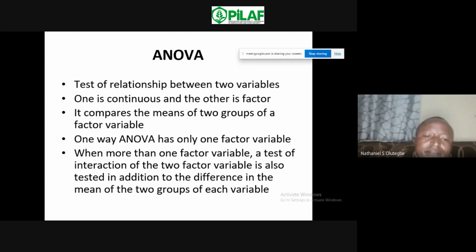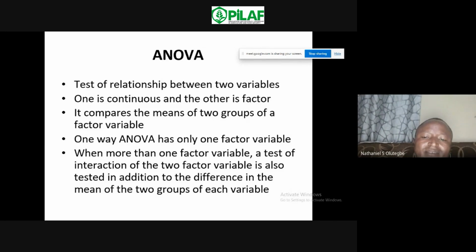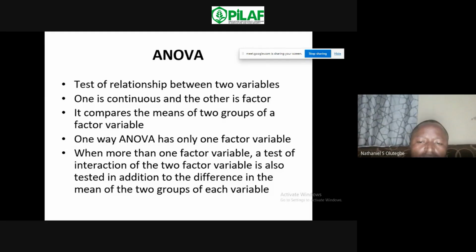All of these designs make use of either one-way ANOVA or two-way ANOVA. One-way ANOVA has only one factor variable. However, when you have more than one factor variable, a test of interaction of the two factor variables is also conducted, in addition to the difference in the mean of the two groups of each variable. We are going to operationalize all of this as we progress in the course of the class.